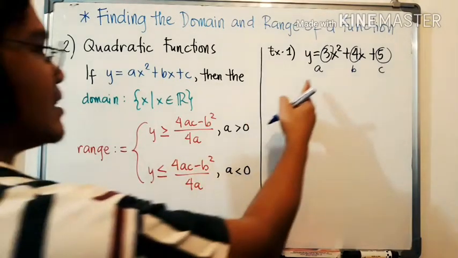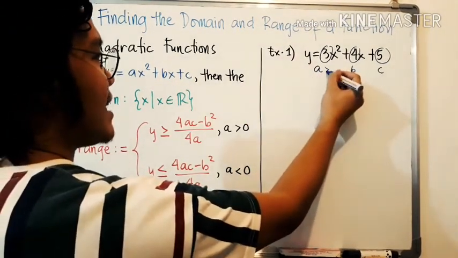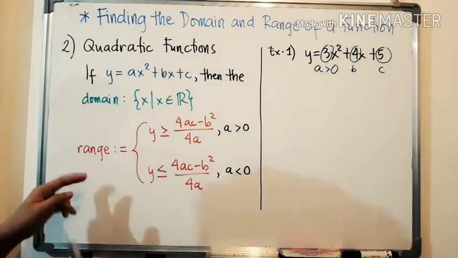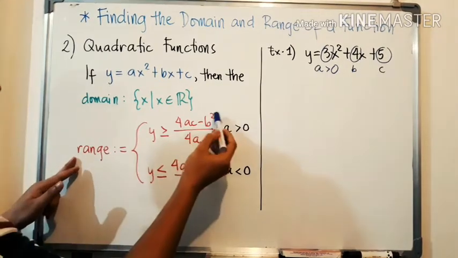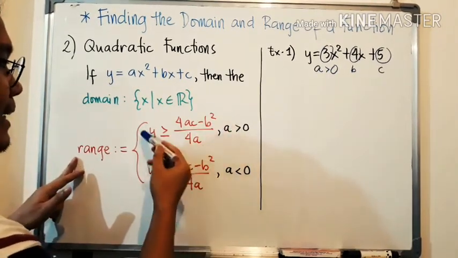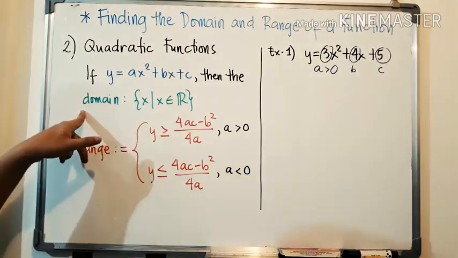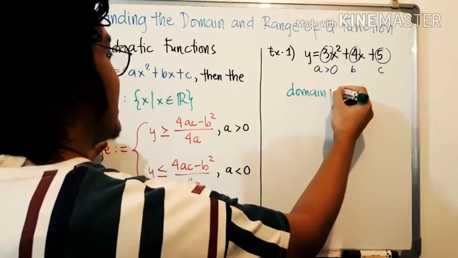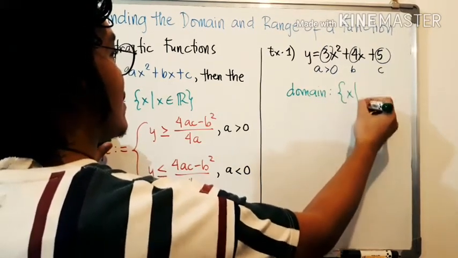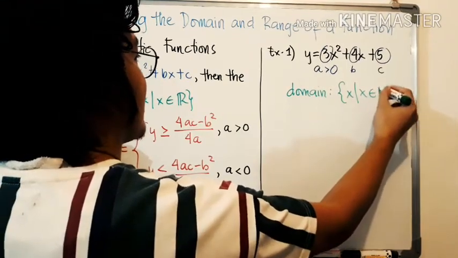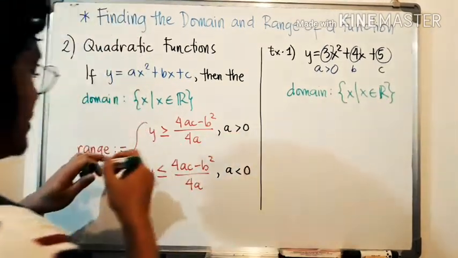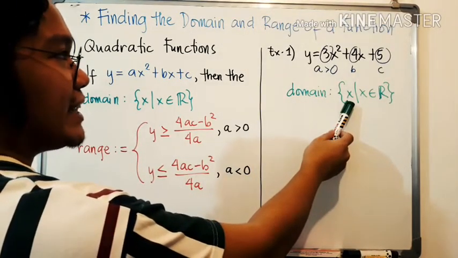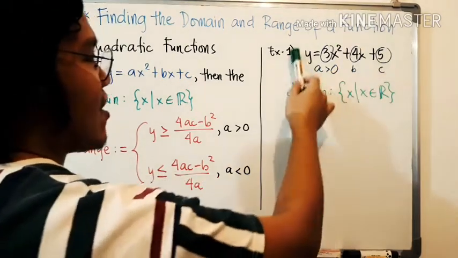Okay. Notice that our a is positive 3, a positive number. Therefore, our range is the first condition. Okay? But let's start with the domain first. So the domain is the set of all x such that x is an element of the real numbers. Meaning, all values of x are defined in this quadratic function.